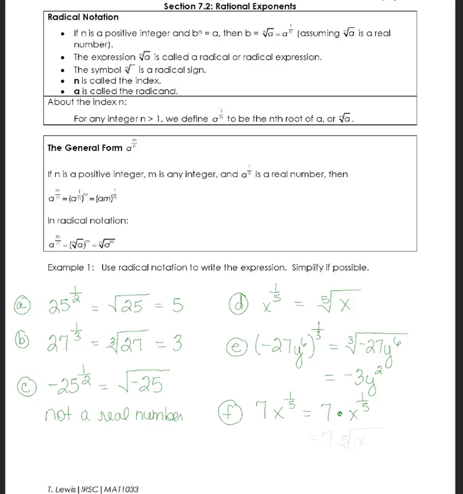So we're only applying the 1/5 to the x. That's what we're going to convert to a radical. The 7 is just on the outside. We're multiplying it. So we're saying here 7 times the 5th root of x. And there we go.